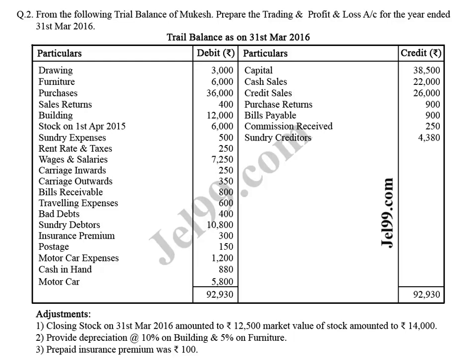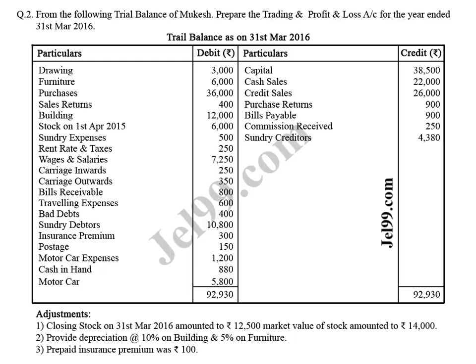Bills receivable of rupees 800. This is shown on assets side. Traveling expenses of rupees 600. This is shown on profit and loss account. Bad debts of rupees 400. This is shown on profit and loss account. Sundry debtors of rupees 10,800. This is shown on assets side. Insurance premium of rupees 300. This is shown on profit and loss account. Postage of rupees 150. This is shown on profit and loss account.